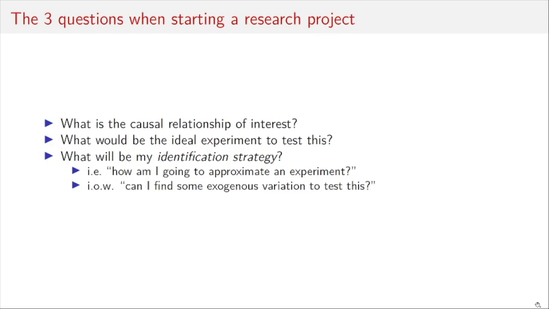The identification strategy being, how am I going to use data to approximate this ideal experiment that I would have liked to make? Another way of phrasing the identification question is, can I find some exogenous variation that will help me test this causal relationship of interest?